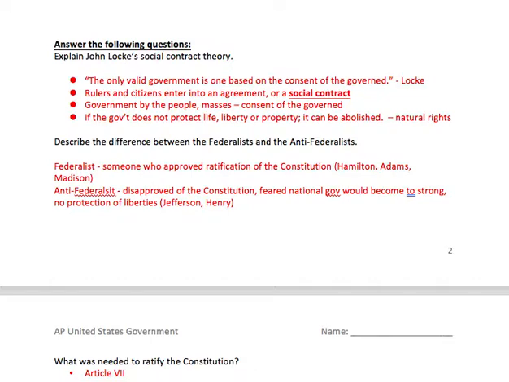Next, your battle between the Federalists and the Anti-Federalists. You have the Federalists who wanted to approve the Constitution as it was. That's why they were writing to the people of New York. And then you had the Anti-Federalists who disapproved of the Constitution, feared the national government would become too strong, and didn't have any protection of liberties. So that's why eventually they were able to get the Bill of Rights to be approved with the adoption of the Constitution.